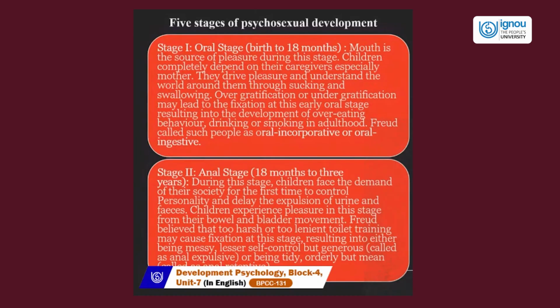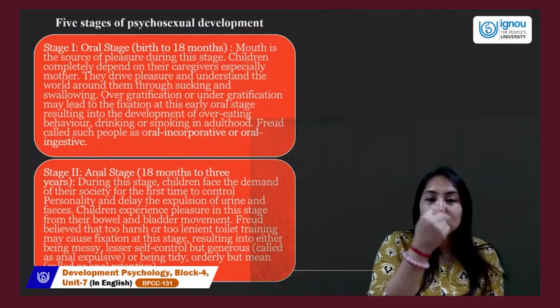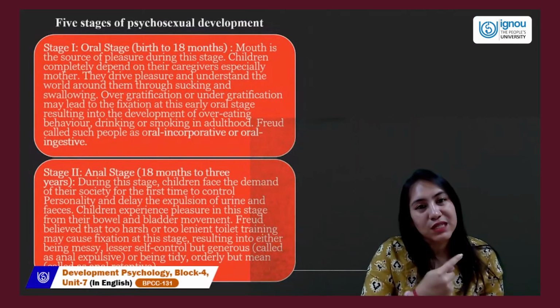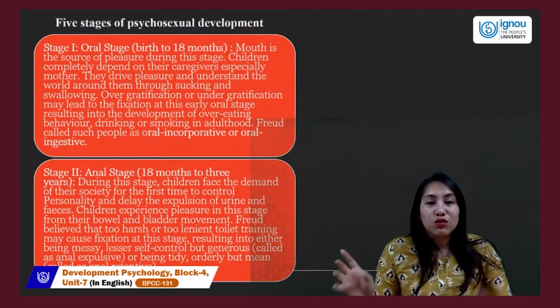Now, let's understand what fixation is. Fixation is getting arrested at an early stage of development, which is the oral stage. You might just get fixated there, and because of fixation at this stage, anything associated with the mouth might lead to difficulties or maladaptive behaviors later. So let's take an example.